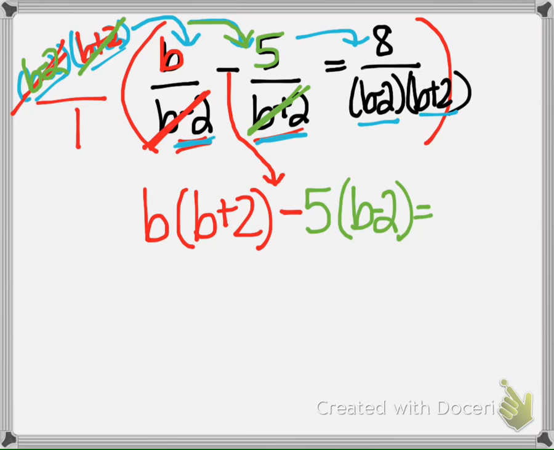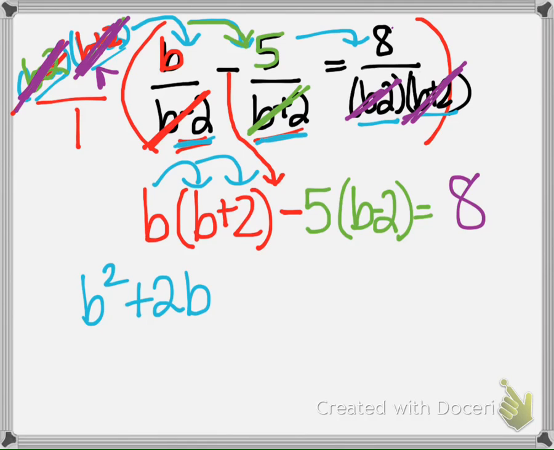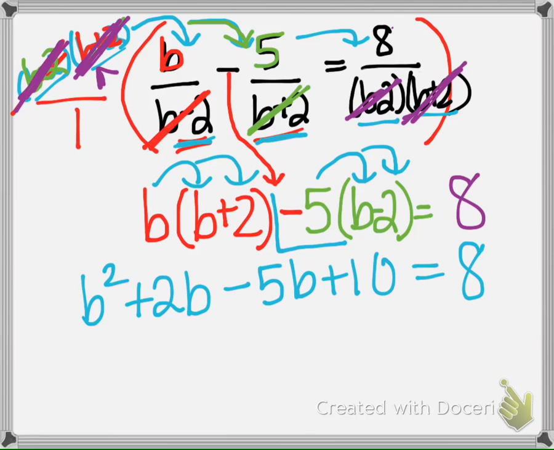Okay, now here, this b minus 2 is going to cancel out with this b minus 2, and this b plus 2 is going to cancel out with this b plus 2. So there won't be anything left to distribute out here, but we're going to have the 8 still left. So we bring down the 8. So now we're going to simplify this. So distribute the b here, and here this is a negative 5 that needs to be distributed. So negative 5b plus 10. Now I'm going to combine the like terms here. The 2 and the negative 5 makes negative 3b.